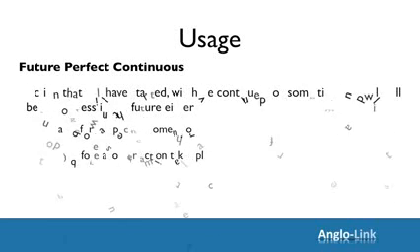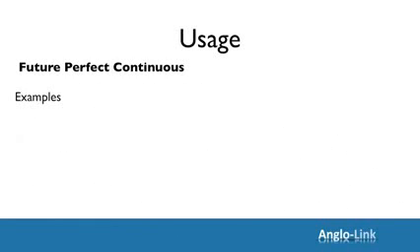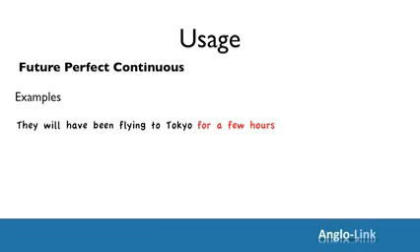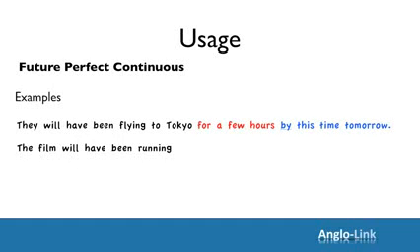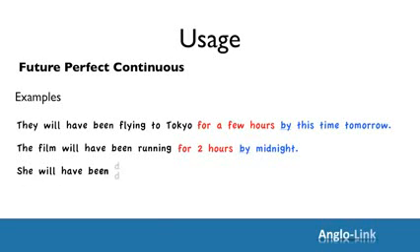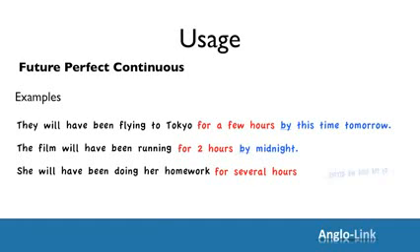Let's look at some examples. They will have been flying to Tokyo for a few hours by this time tomorrow. The film will have been running for 2 hours by midnight. She will have been doing her homework for several hours by the time we arrive.